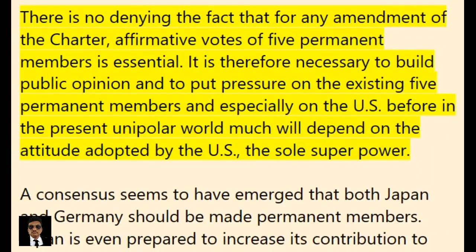There is no denying the fact that for any amendment of the Charter, affirmative votes of 5 permanent members is essential. It is therefore necessary to build public opinion and to put pressure on the existing 5 permanent members, and especially on the US, because in the present unipolar world much will depend on the attitude adopted by the US, the sole superpower.